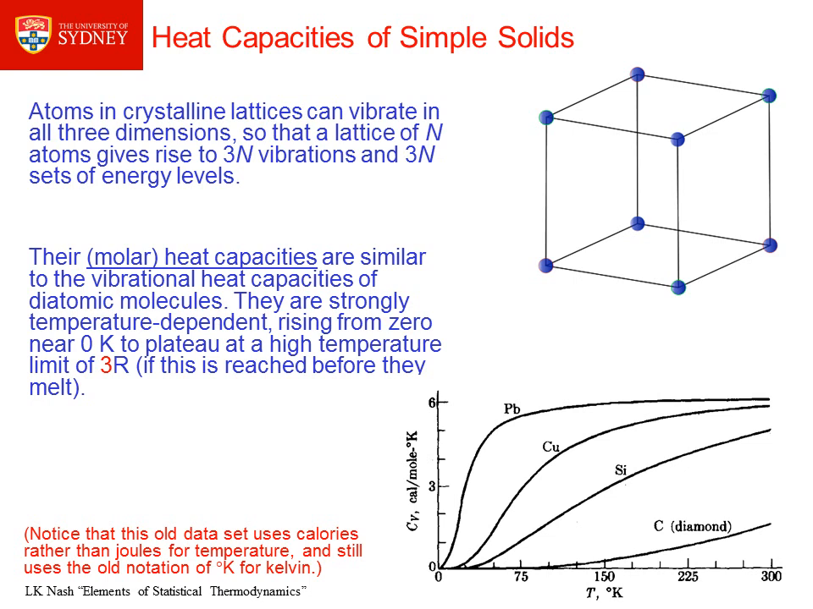However, unlike diatomic molecules, they can vibrate about their lattice positions in the x, the y, or the z direction. So they have 3 degrees of vibrational freedom. N vibrating atoms thus gives rise to 3N oscillations. Their molar heat capacities are similar to the vibrational heat capacities of diatomic molecules. They're strongly temperature dependent, rising from near 0 at 0 Kelvin to plateau at a high temperature limit of 3 times the gas constant, if this is reached before they melt, that is. Notice that this old data set uses calories rather than joules for energy and still uses the old notation of degrees Kelvin for Kelvin.